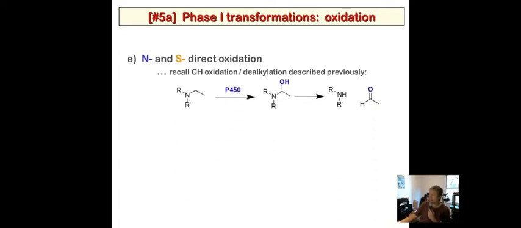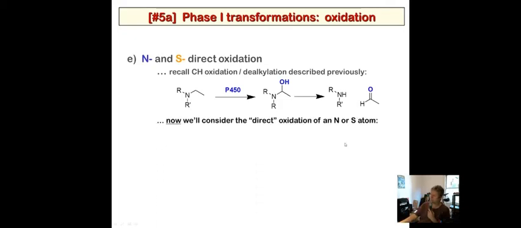And so what we saw before was this P450 catalyzed reaction. Typical example is hydroxylation next to a nitrogen, and then you have a hemiaminal. Let's remember that word, hemiaminal. Then the oxygen swings down, kicks it off. Now you've cleaved, and now you have a secondary amine and an aldehyde.